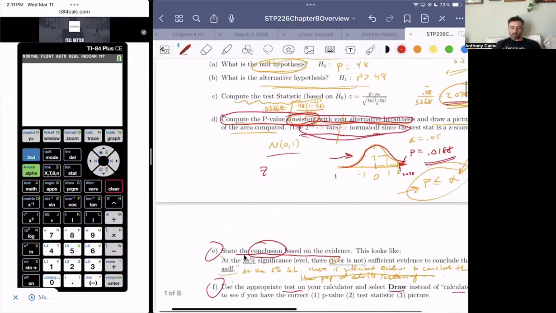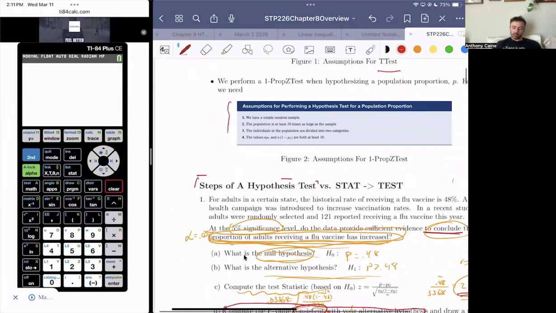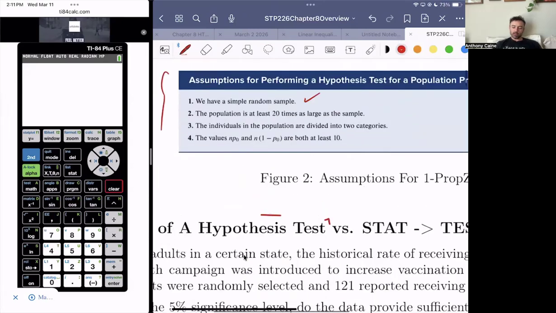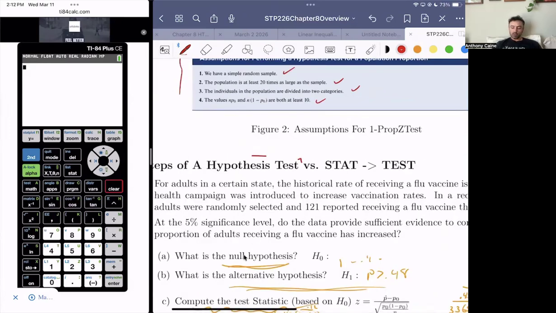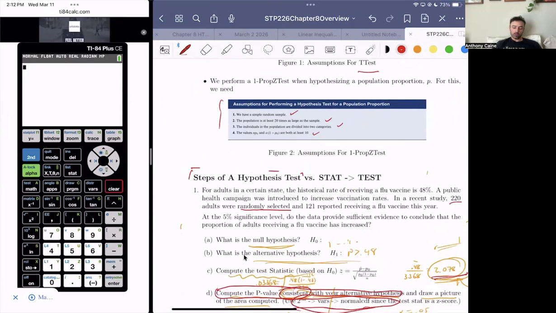Oh, I never talked about the assumptions. Sorry, let's go back here. And I'm going to say that, look, in this problem, the one prop z-test problem, behind the scenes, all of these things are going to be true. Okay, so let's sort of walk through and see how they all show up. So do we have a simple random sample? Yes. So we randomly selected these adults that participated in this survey. The 220 adults were randomly selected. Is the population at least 20 times as big as the sample? So in this case, we're talking about adults in a certain state. That's our population.